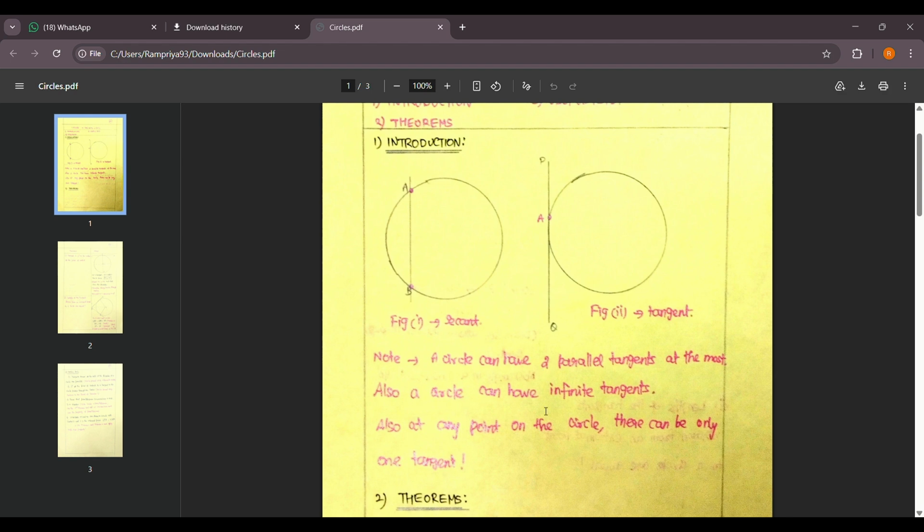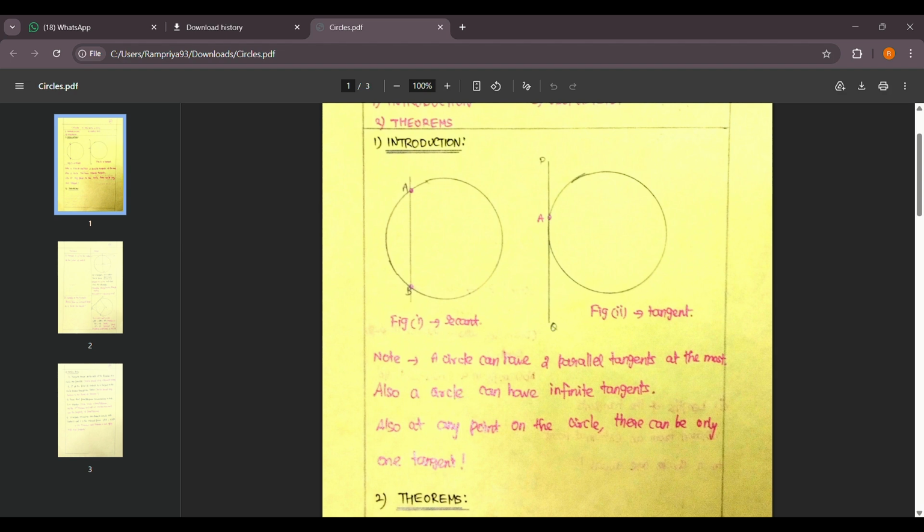So a circle can have infinite tangents, and you have to know the difference between these two things. A circle can have infinite tangents, but they have given you a condition: at the most, you can have only two parallel tangents. So whenever they give you the condition, you have to be very careful while answering. If they ask how many tangents a circle can have, then the straightforward answer is infinite. At any point on the circle, there can be only one tangent. So you have a point A, and you can draw only one tangent through this, that is PQ.